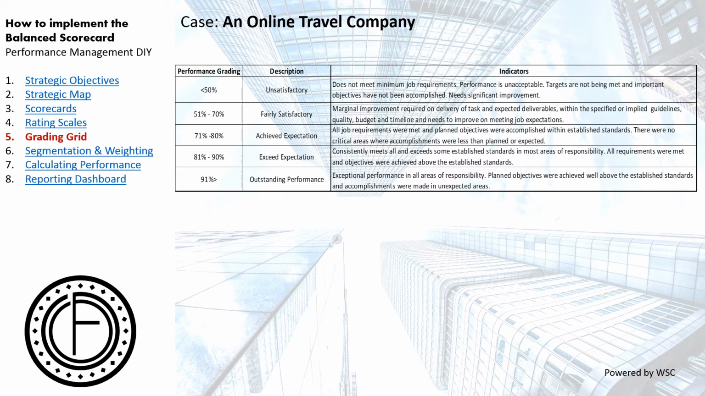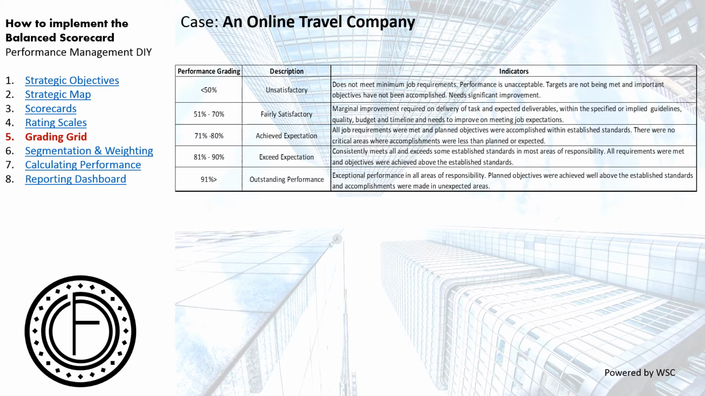Okay, so the next thing you want to work on will be your grading grid. During appraisal, when people are being rated and at the completion of the appraisal, when the exercise or the performance dialogue is concluded, there is need for all of this rating to be summed up and plotted into a grading grid. Now, this is what your grading grid would typically look like. Performance grading: below 50%, unsatisfactory; 51% to 70%, fairly satisfactory; 71% to 80%, achieved expectation; 81% to 90%, exceed expectation; 91% and above, outstanding performance.